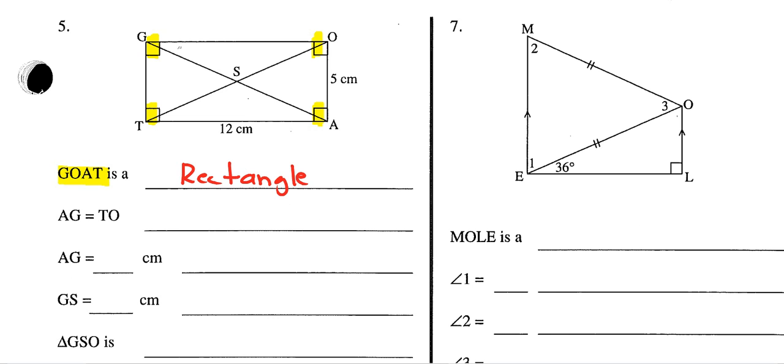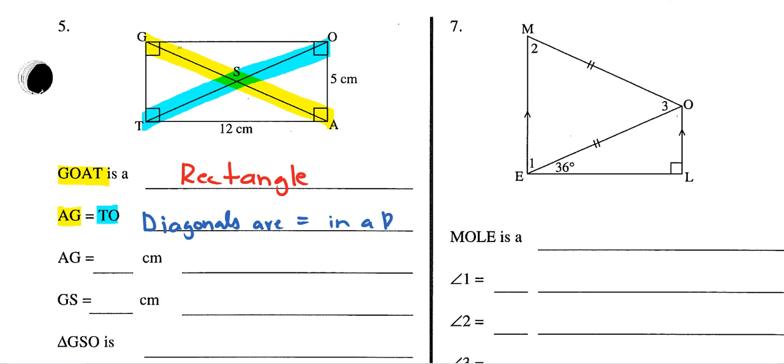A rectangle has a different set of properties. So let's break through this problem right here. We know that AG, which is this length right here, equals TO. Those two are definitely equal because diagonals are equal in a rectangle. One of the properties of a rectangle is that the diagonals are equal. So that's that part. Now AG is equal to how many centimeters? AG is this whole length right there. What is the length of that yellow line?